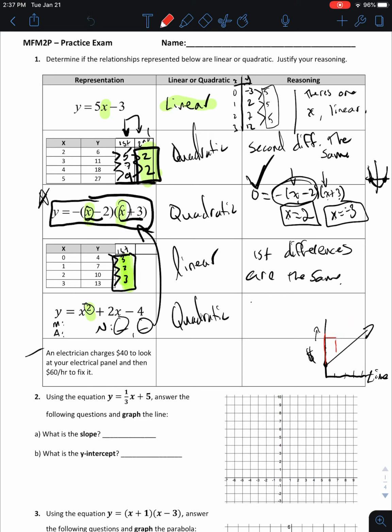Okay, so that's basically the gist of it. You can look at this one and say, okay, I know I'm going to pay $40 regardless of how long they spend in my house, right? And then, depending on how long they spend in my house, I'm going to spend $60 per hour.